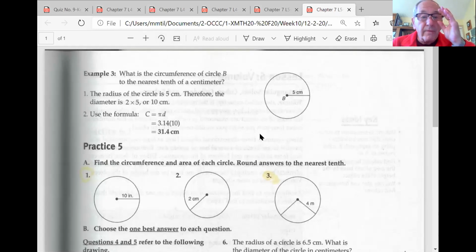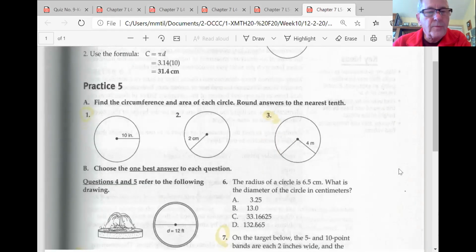What's the circumference of circle B to the nearest centimeter? The radius of the circle is 5 centimeters, therefore the diameter is 10 centimeters. Finding the circumference, put in that 10 centimeters here, times 3.14, you get 31.4. You could say 31.40 if you wanted to. Either one is probably good.